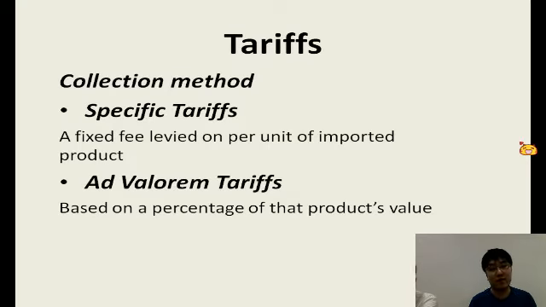Via collection method, we can divide tariffs into specific tariffs and ad valorem tariffs. A specific tariff is a fixed fee levied on each unit of imported product. For example, a country could levy a $15 tariff on each pair of shoes, or a $300 tariff on each computer imported. An ad valorem tariff is levied on a good based on a percentage of that good's value. An example would be a 15% tariff levied by Japan on US automobiles.